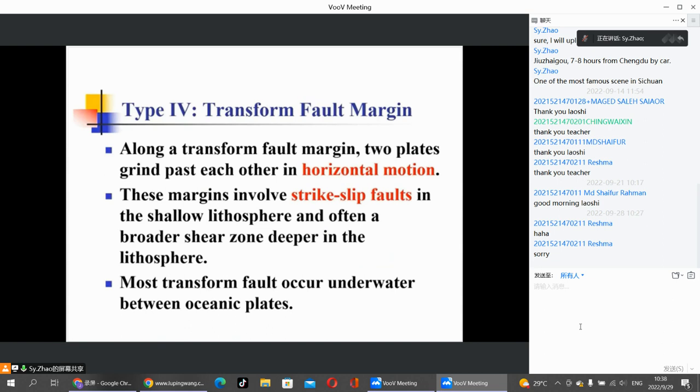And the fourth type is a transform fault margin. As I mentioned, along a transform fault margin, two plates grind past each other in a horizontal motion. It's a strike-slip motion. And this margin involves strike-slip faults in the shallow lithosphere and often a broader shear zone deeper in the lithosphere. And most transform faults occur under water between oceanic plates.